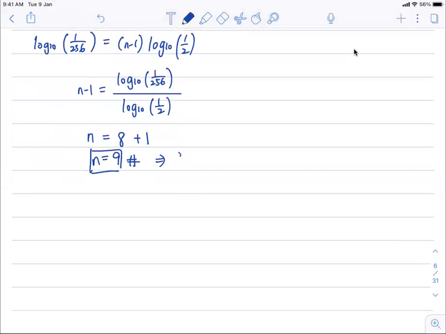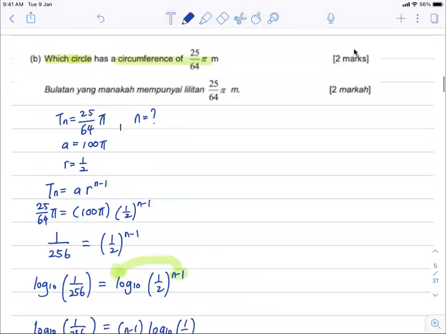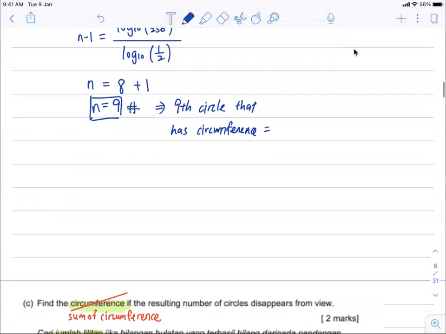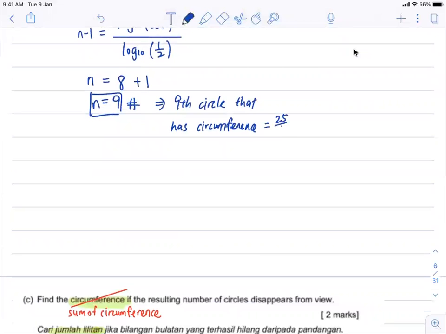So we know that it's the 9th circle that has circumference equal to 25 over 64 pi.